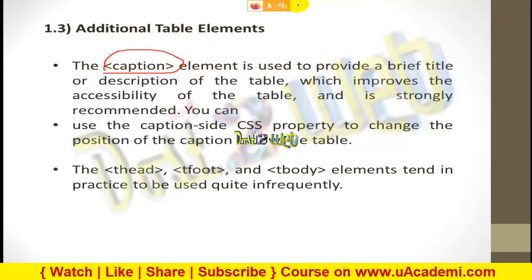What is the use of the caption element? The caption element is used to provide a brief title or description of the table. If you want to define the description of the table, you have to use caption. It improves the accessibility of tables, and it is actually recommended. People use the caption so that you get to know what purpose the table serves. Use the caption-side CSS property to change the position of the caption to below the table. If you want to change it, you can use caption-side.